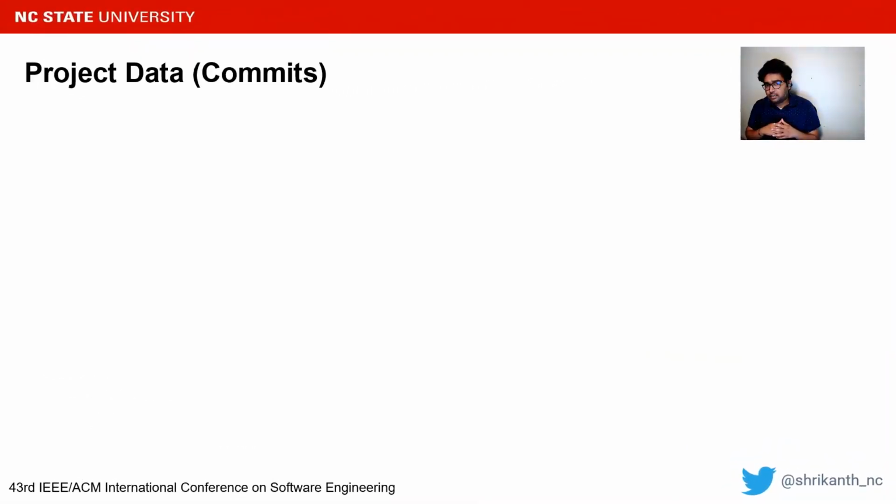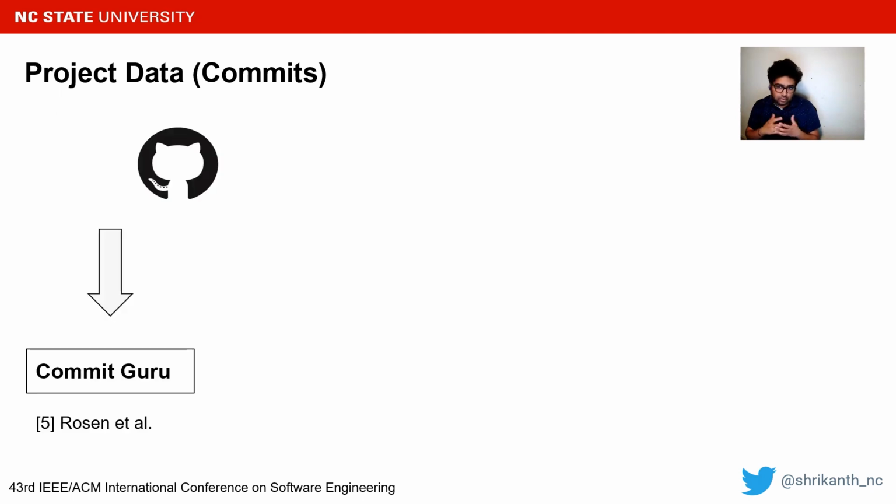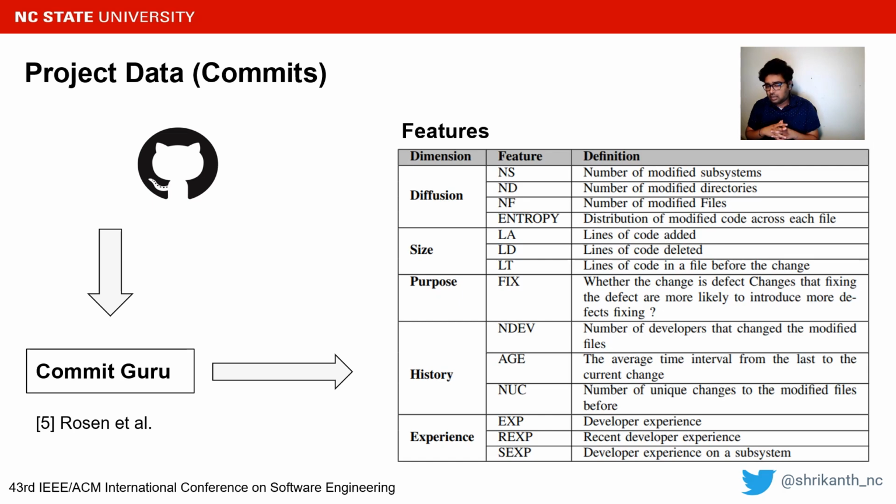As mentioned earlier, all our data comes from open source GitHub projects. We used Commit Guru to mine the process metrics and defect information from these projects. But data from Commit Guru does not contain release information, which we extract separately from the project tags using GitHub APIs.